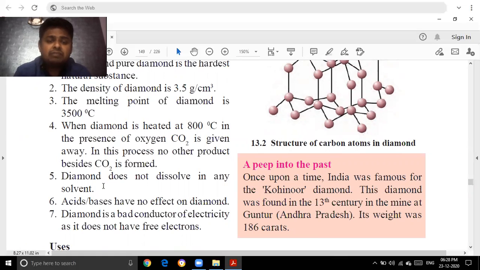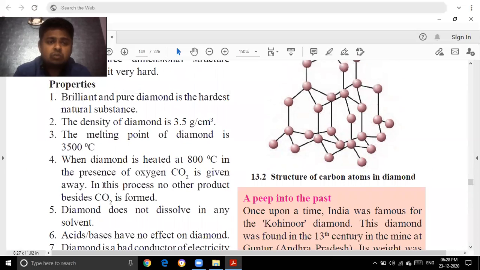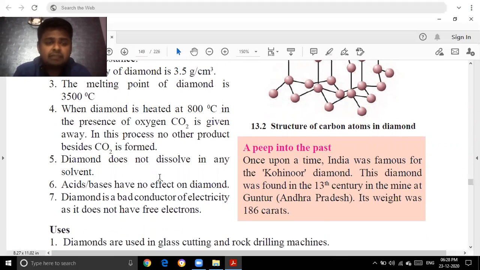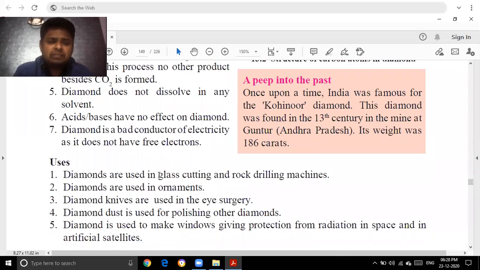Okay, it does not have free electrons. So just go through these properties. Remember, it is the hardest substance in nature. Melting point, boiling point, they are very high, and it does not dissolve in anything. It's not reactive. Acid and base have no effect on it, and it's a bad conductor of electricity.